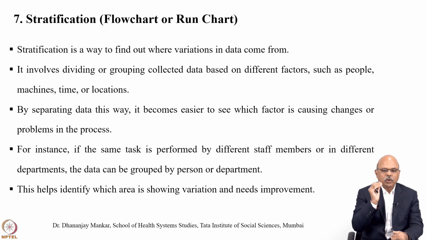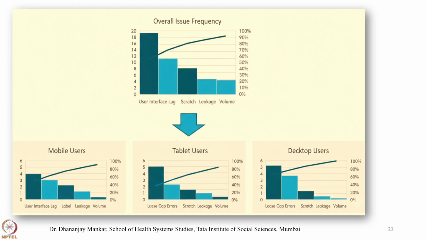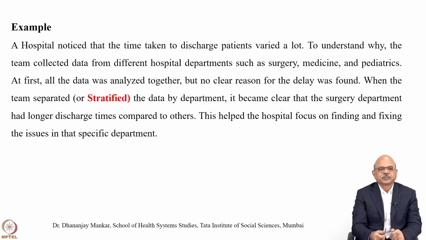So it is very important that a flow chart can be used as a very identified tool for quality improvement. The stratification helps in identifying which area is showing variation and which area needs to go for improvement. So this is where you find the stratification or a flow chart which helps you. Here you can see mobile users, tablet users and desktop users, and even overall issues of frequency happening, where you can see and concentrate on the leakages. You can work on the volume where the leakages are more being seen over here.